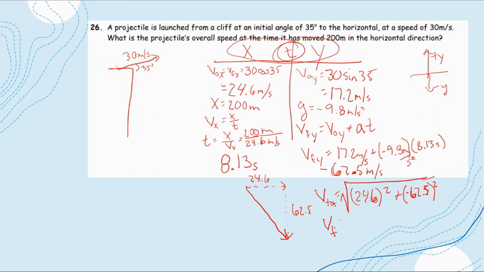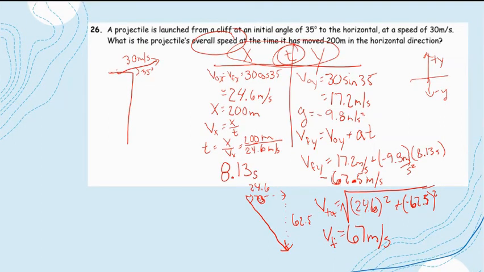Okay. Now it says, what's the overall speed? Because you're being asked for speed and not velocity, you don't have to give direction. Okay. However, you could find the direction if you wanted to. You could find theta here because tan theta is equal to opposite, 62.5, divided by adjacent, which is 24.6.